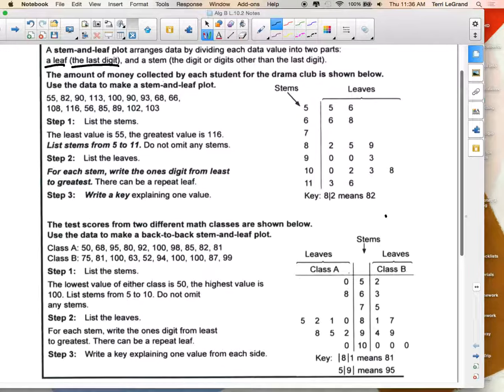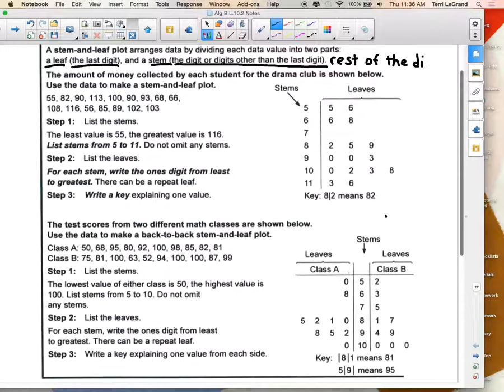Now, I just said the leaves are the ones place. Typically, they are the ones place, but sometimes we can have decimals involved in data sets, and then they might end up representing a different place value. We will work with whole number data sets only. So in our case, the leaves will be representing the ones place, okay? And then the stem will be the rest of the digits, the digit or the digits other than the last digit. So the leaf represents the last digit. The stem is going to represent the rest of the digits, basically.